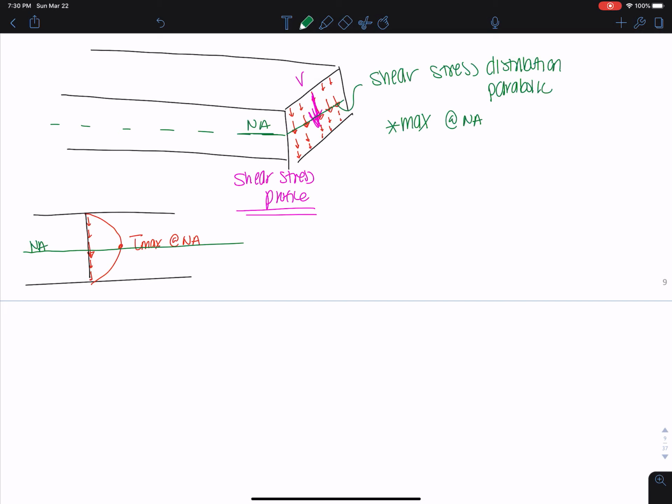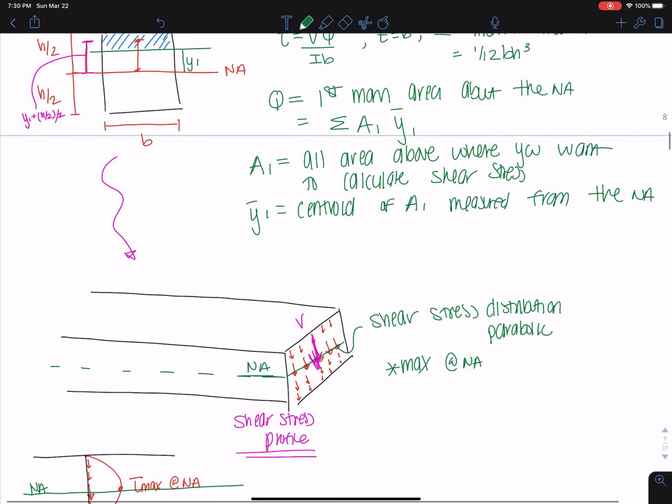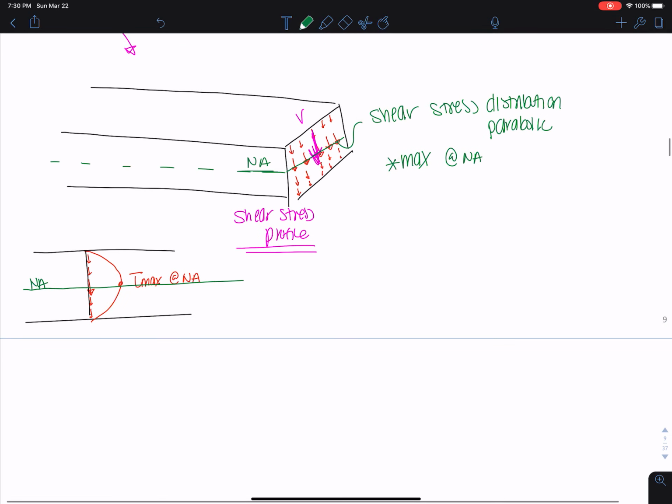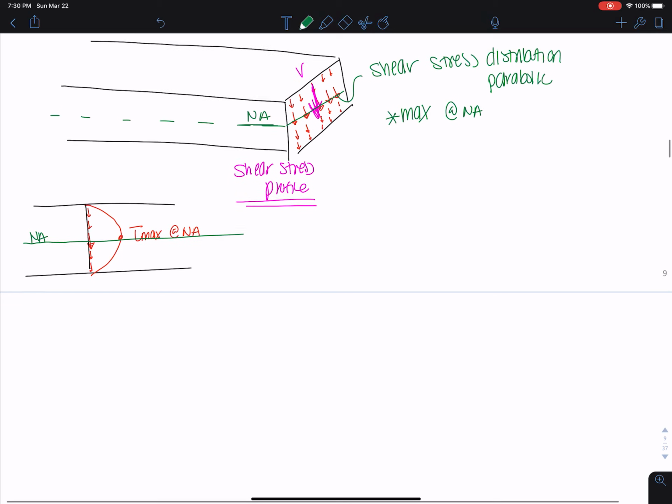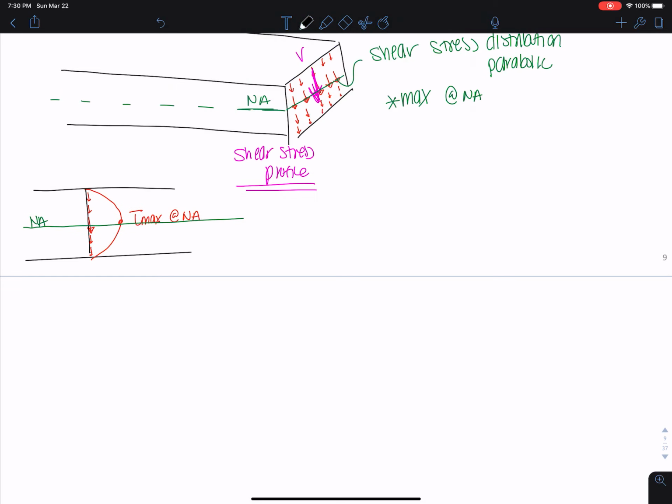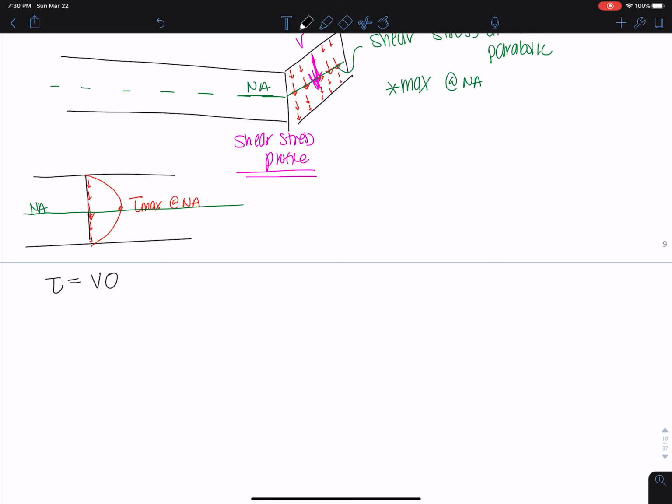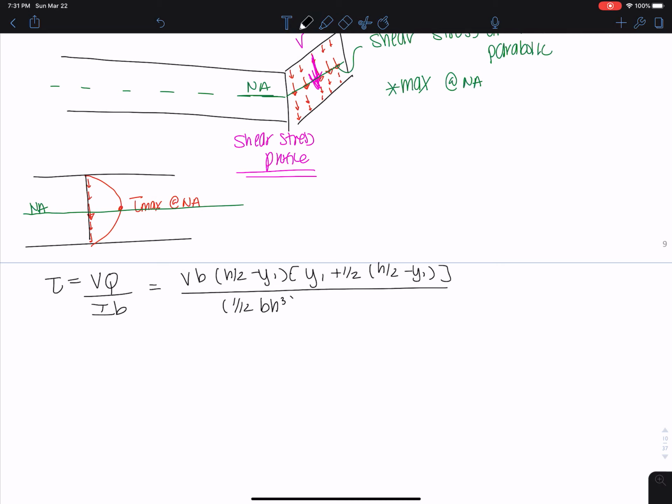Okay, and now this was the cross section of this figure. And now what we want to do is plug everything into our shear flow formula. Tau equals VQ over IB. And we get VB times H over 2 minus Y1 plus 1/2 times H over 2 minus Y1, over 1 over 12 BH cubed times B.